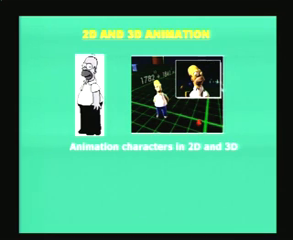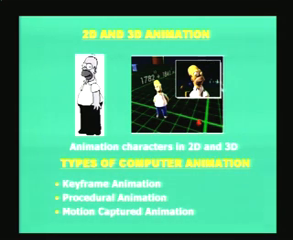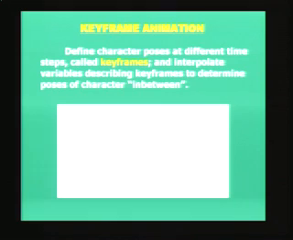Well, when you talk of types of computer animation, there are basically 3 types: keyframe animation, procedural, and motion captured animation. We will read what keyframe animation is. Well, we define character poses at different time steps called keyframes, and interpolate variables describing the keyframes to determine the pose of characters in between. This in betweening is a very nice concept with keyframes, which we will see here.